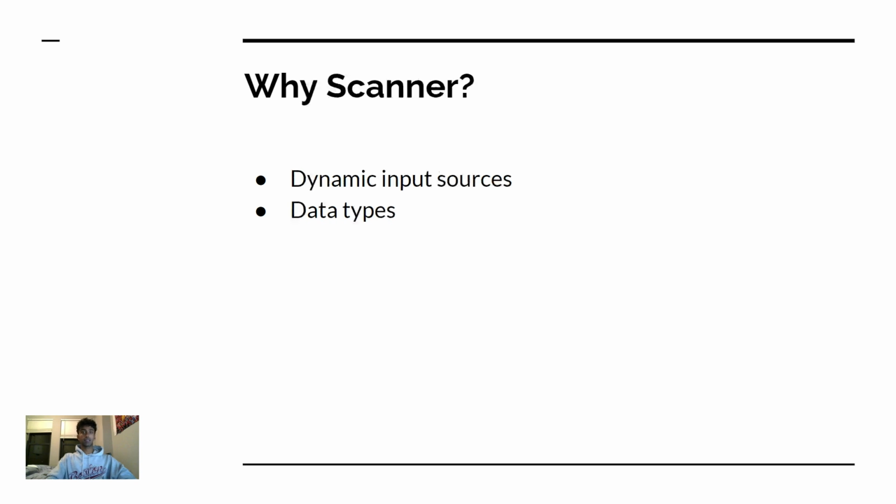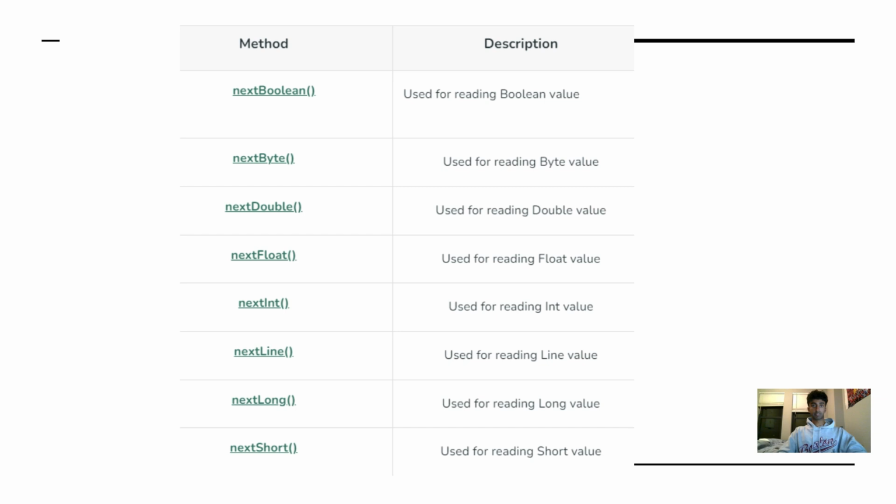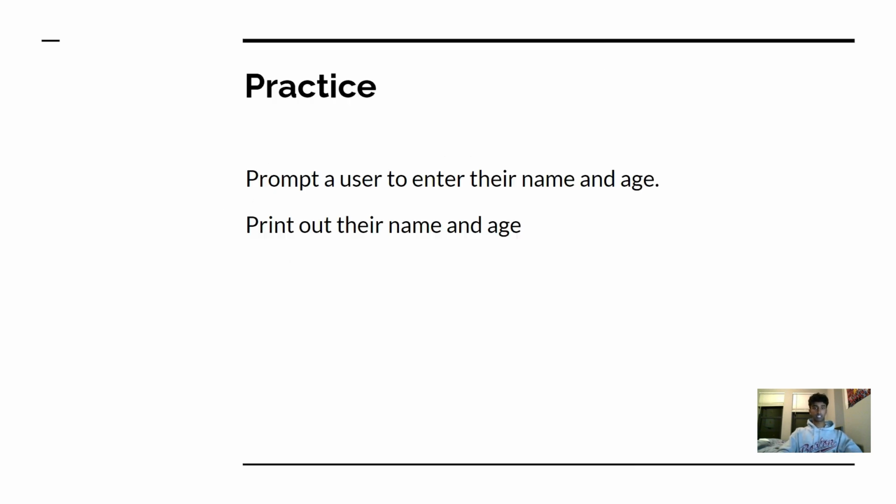And we'll be using Scanner for two major reasons. One being it allows us to use dynamic input sources, so we can read from either keyboard input or text files, etc. And it also allows us to parse data into specific data types. For example, if a user types in a number, we can store it as an integer or a double, etc. So these are the methods we'll be using from Scanner, and you'll see there nextInt, for example, which is used to read in an integer value. And now let's get into some practice.